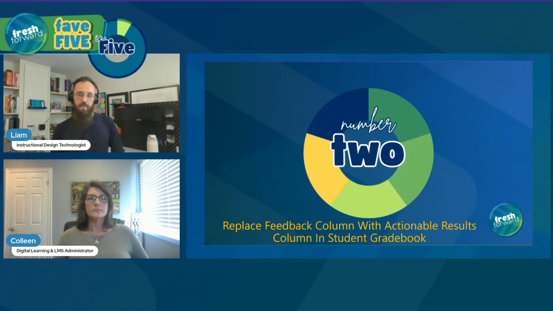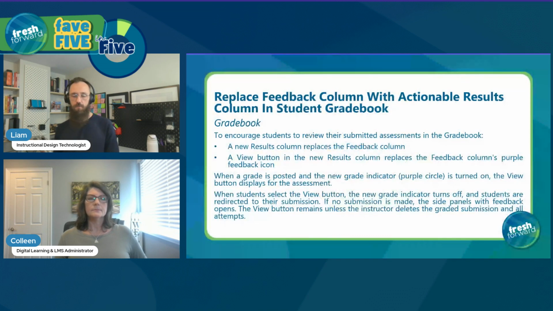And then that brings us to number 2, which is kind of an organizational piece. They have replaced the feedback column with an actionable results column in Student Gradebook, making it a lot easier and more intuitive for students to be able to access the feedback. So the grade is posted with a new grade indicator that's purple, and then there's a button that says view for students to view their grades and feedback.